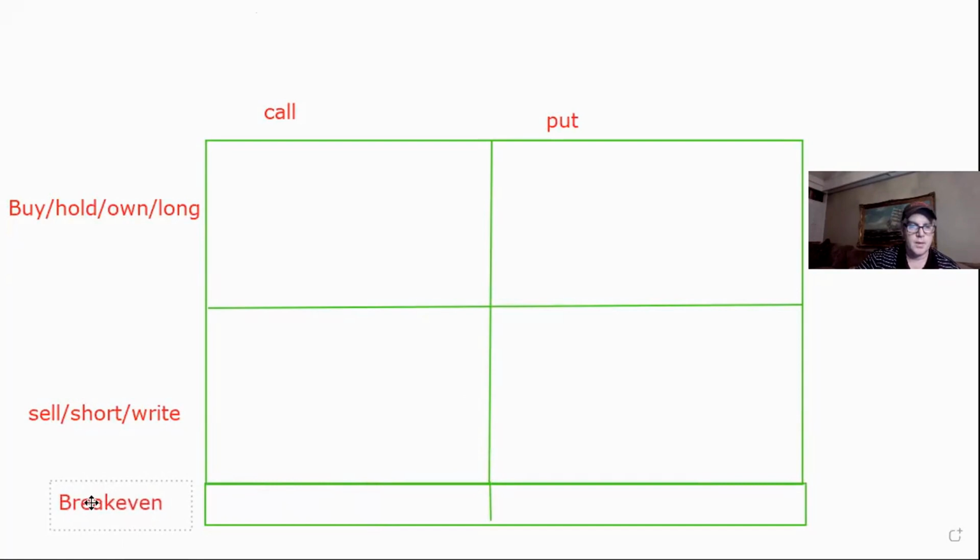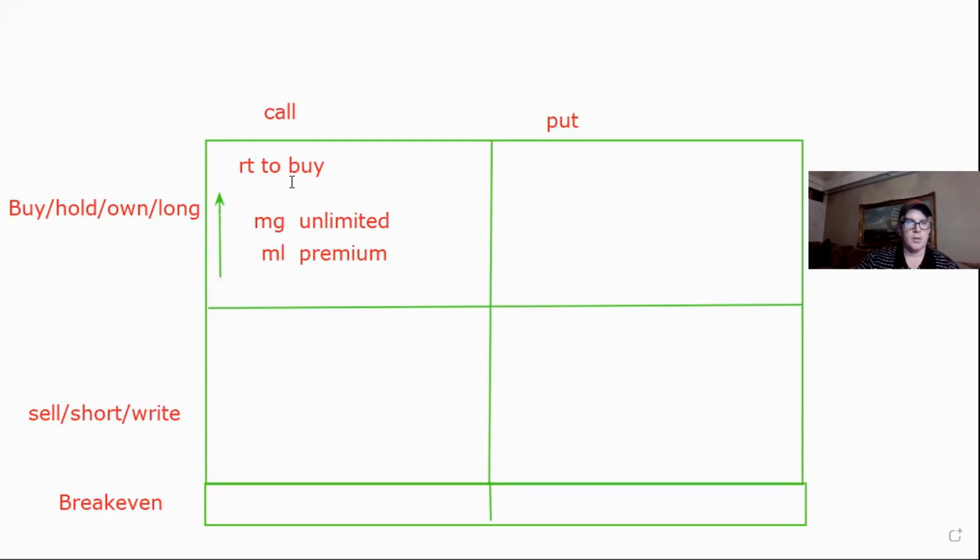Okay, so let's talk about it. So if I buy, here it goes. This is the matrix. Buy a call, buy a put. Sell a call, sell a put. So let's start. If you buy a call, you have the right to buy. You are bullish, so arrow up. Let's do this real quick. Max gain is unlimited, and max loss is the premium.